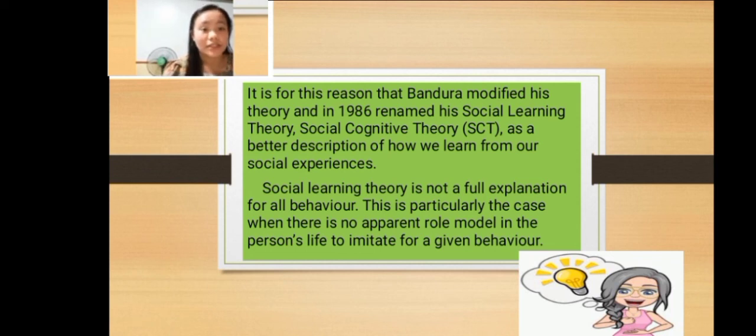This is particularly the case when there is no apparent role model in the person's life to imitate for a given behavior.